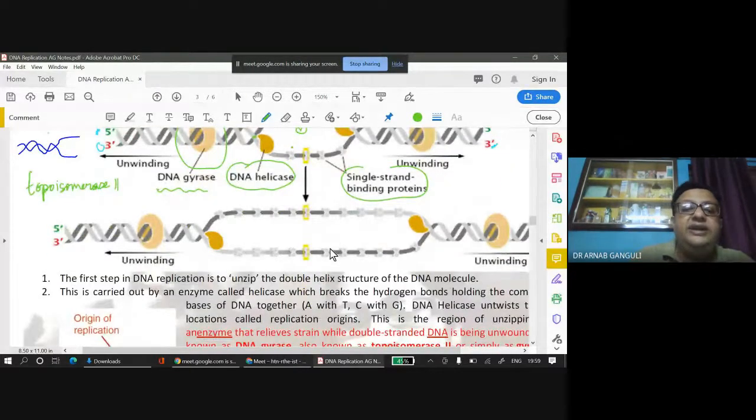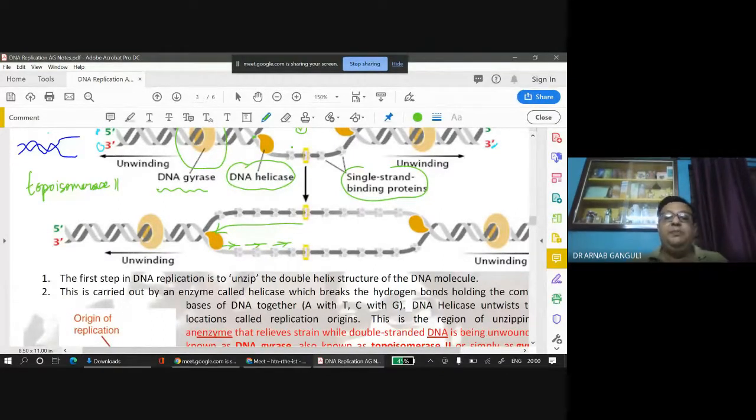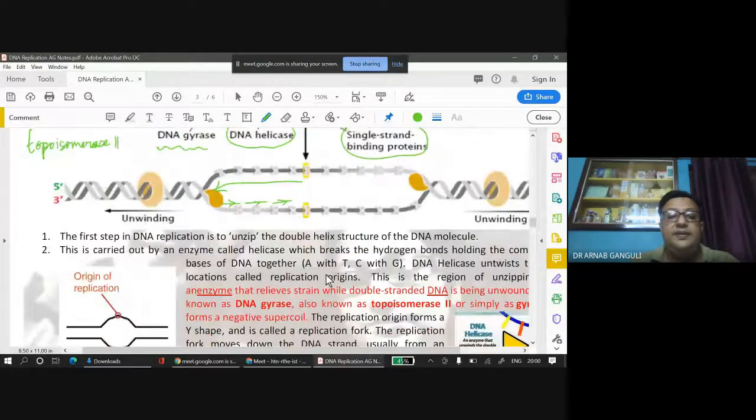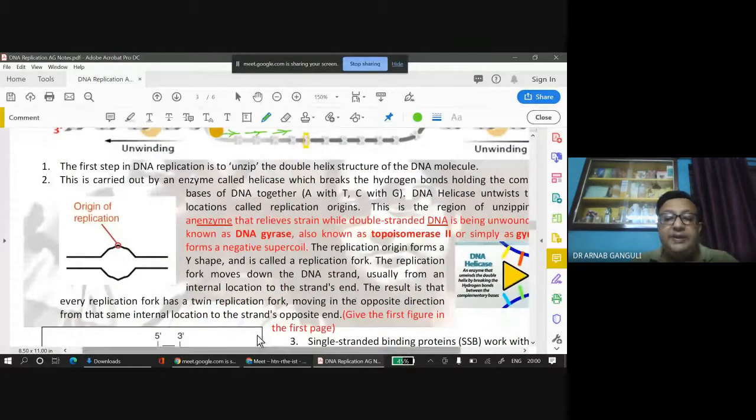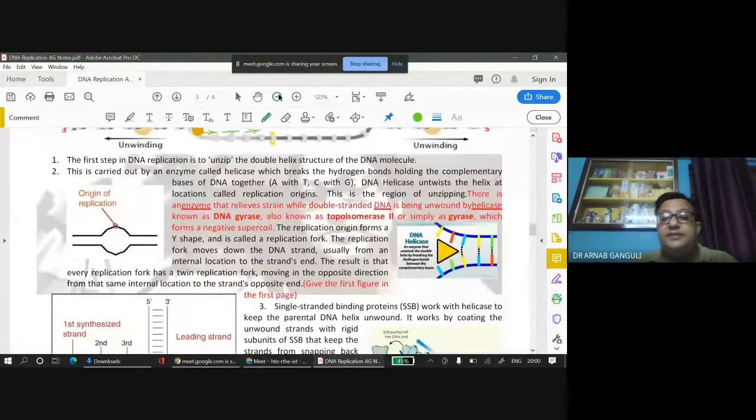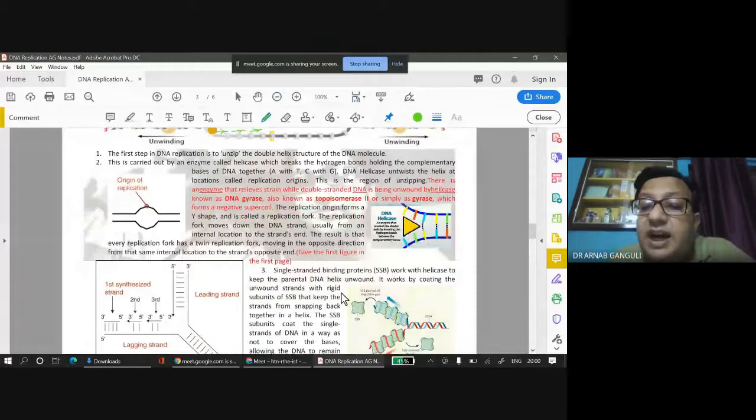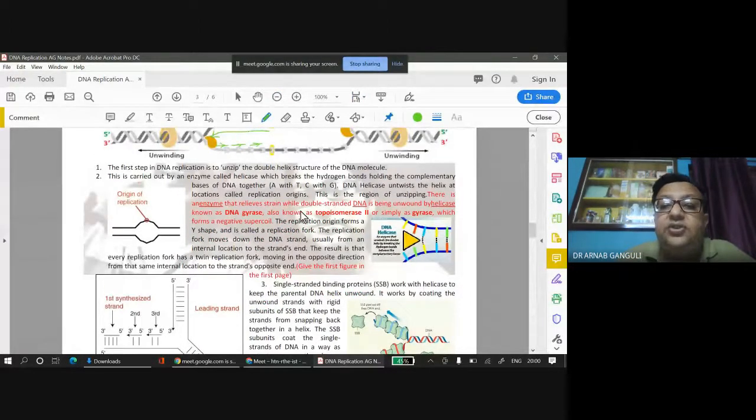And gradually the unwinding starts to take place. It moves DNA. One is the leading strand, one is the lagging strand. This is the origin of replication. So this is how, এখানে DNA helicase, DNA gyrase is also known as topoisomerase 2.